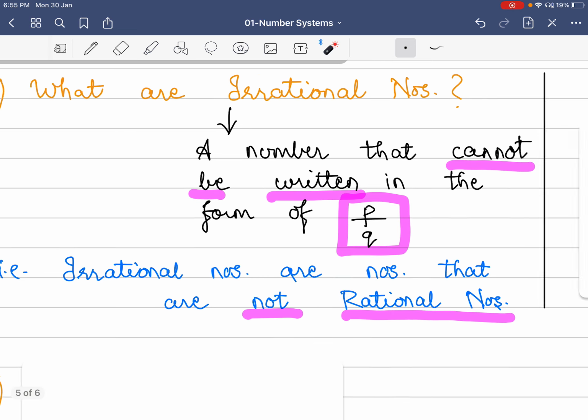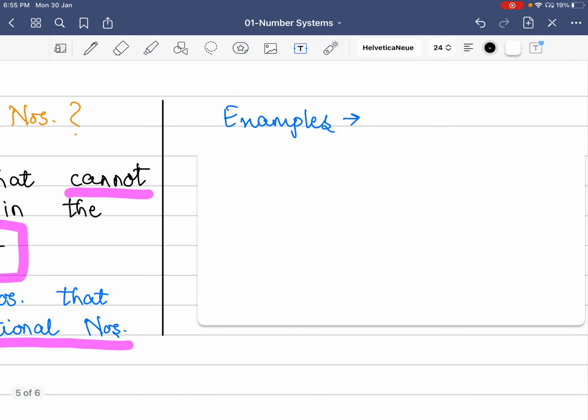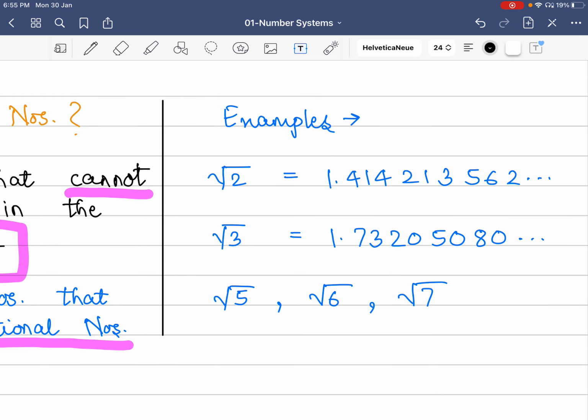Now, let us see some examples of irrational numbers. So once again, I'm going to get rid of this. These are the examples of irrational numbers: square root of 2, square root of 3, square root of 5, square root of 6, square root of 7, and so on. There are many, in fact, there are infinite irrational numbers.